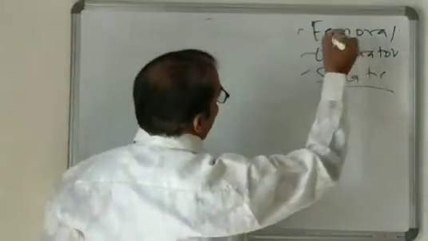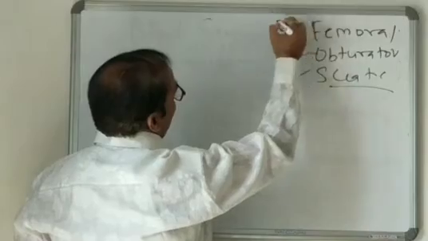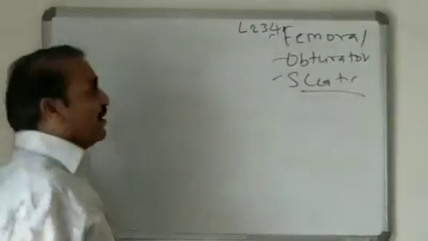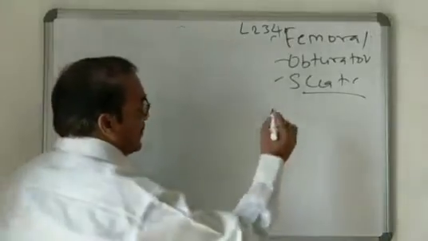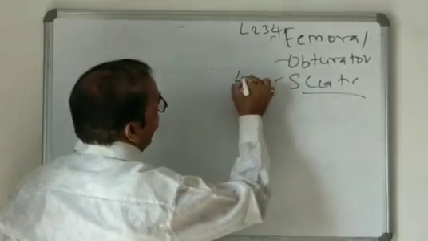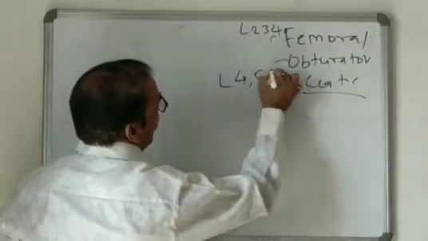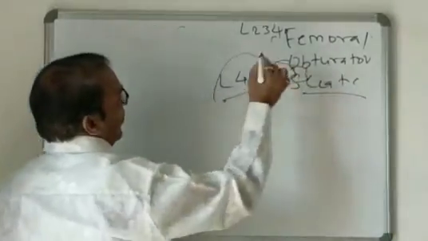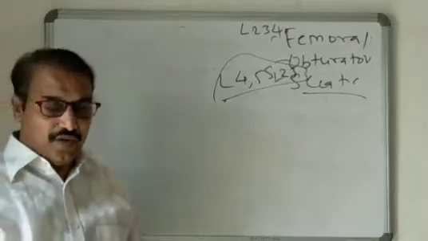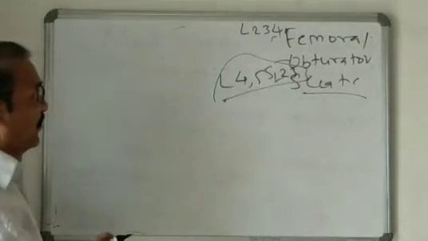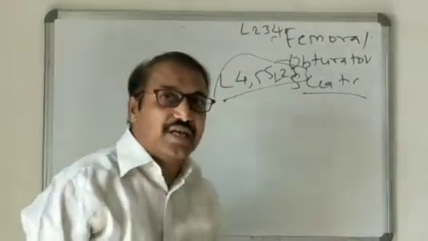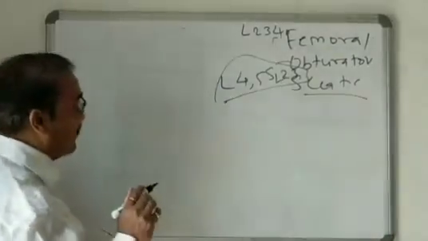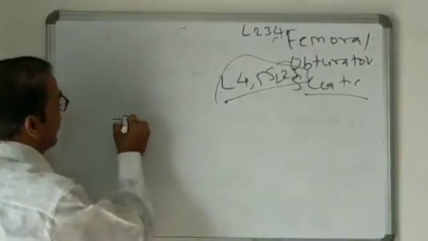The femoral and obturator nerves have the same root value: L2, 3, 4, with the dorsal division forming the femoral and the ventral division forming the obturator. The sciatic nerve root value is L4, 5, S1, 2, and 3. So this is regarding root value. The femoral nerve is a branch of the lumbosacral plexus. It descends downwards, enters the femoral triangle, and supplies the thigh region.